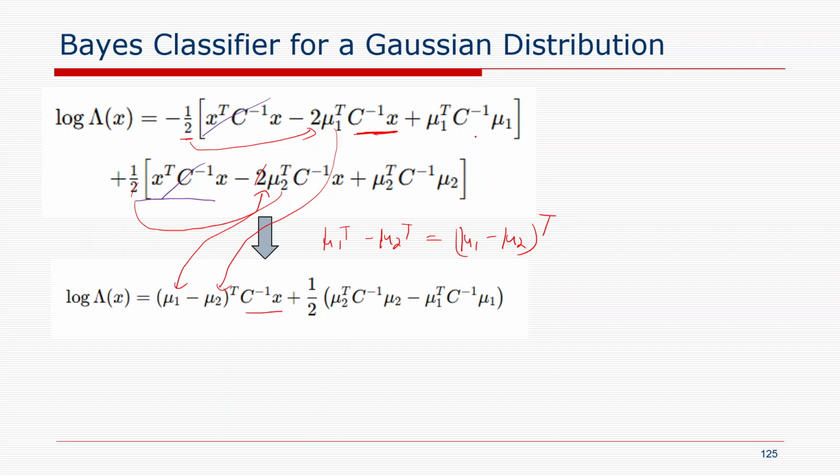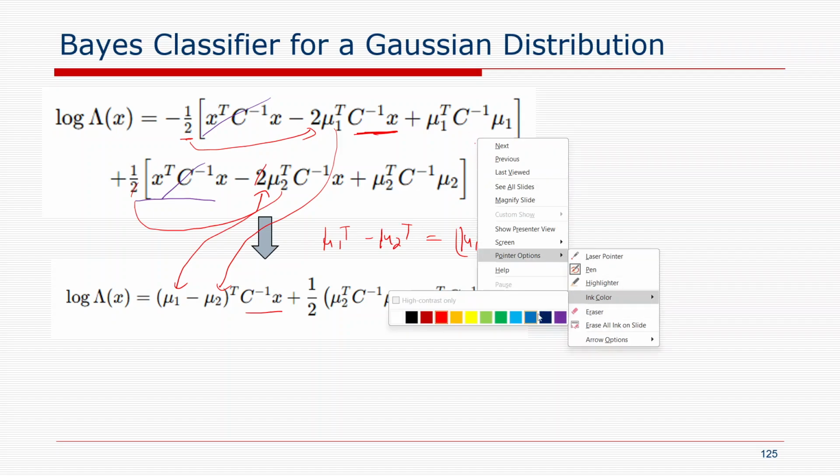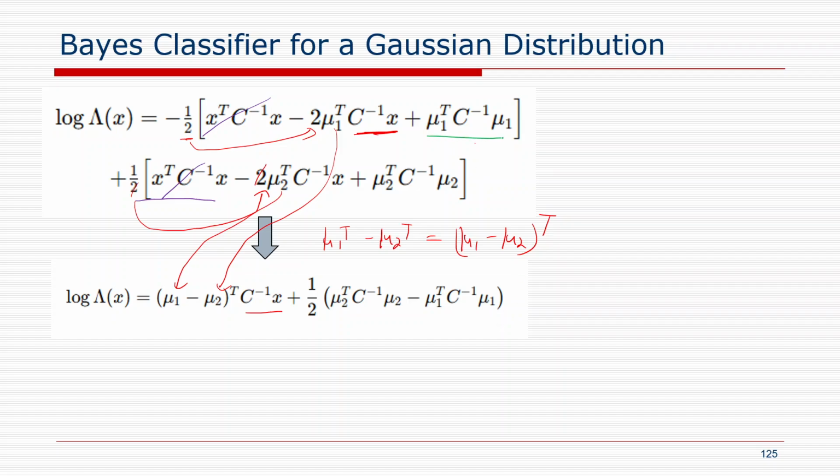Now we'll look at the last term we have in this equation, that is mu1 transpose C inverse mu1. Similarly here mu2 transpose C inverse mu2, and this 1 by 2 will be inside actually. Therefore, this becomes 1 by 2, and then minus mu1 transpose C inverse mu1, but this mu2 transpose C inverse mu2 we are going to get here. Finally, the expression for the log lambda of x is this one what we are seeing. We'll just keep this equation.